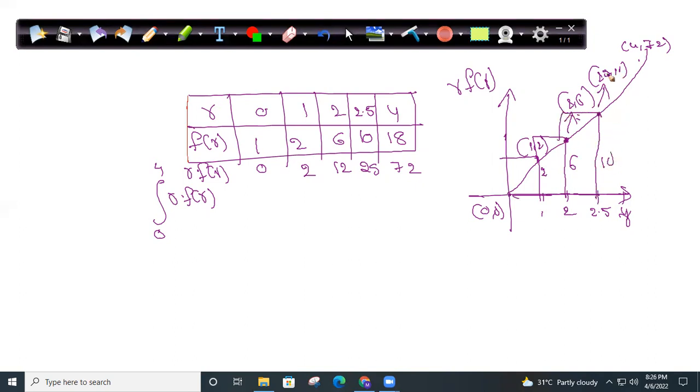2.5, 25. Sorry, 2.5, 25. So my height here is 25 at 4.72. So this is my height. This is my point. So height is 72. So width is 1, area is length into width. So 1 into 2, 1 into 6, 0.5 into 25, 1.5 into 72 will give me the right Riemann sum.